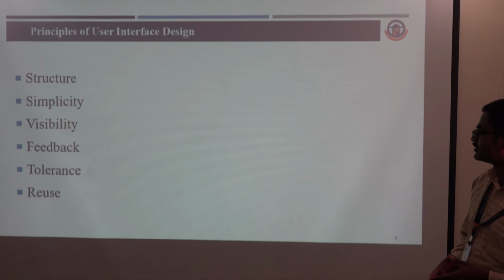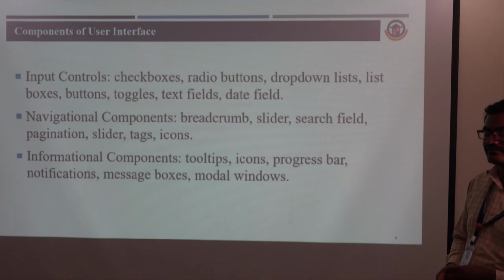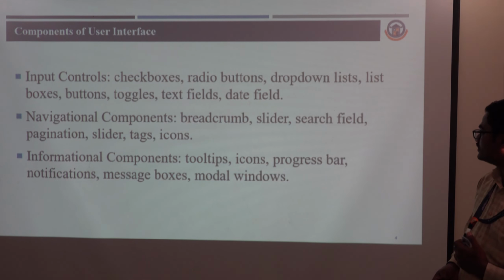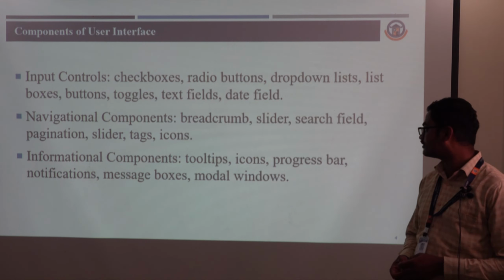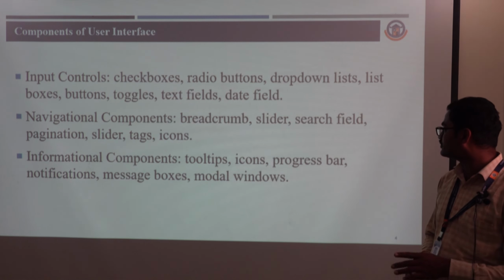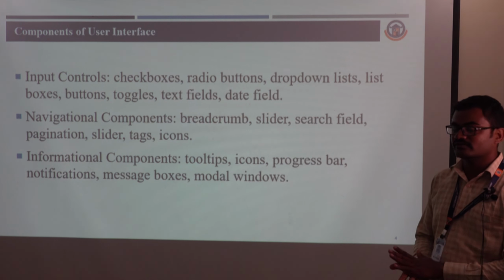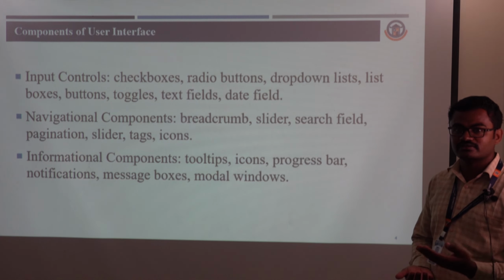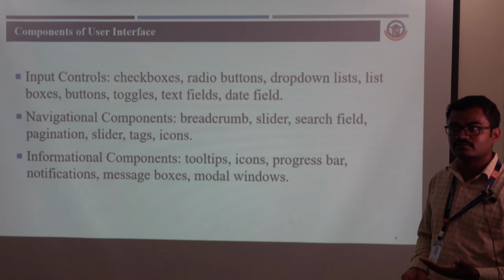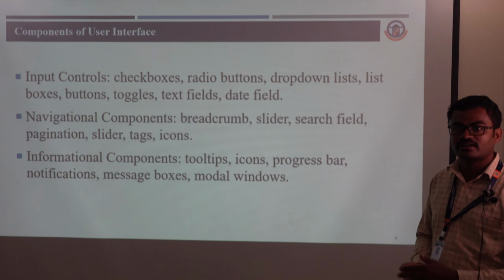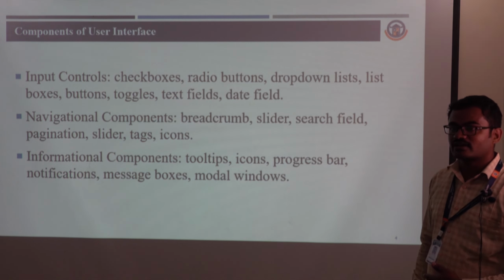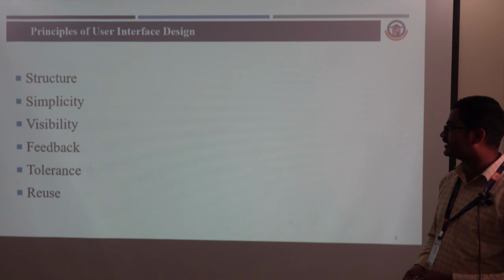Next are the information components. These are the fields we have to include: tooltips, icons, progress bar, notification and message box. The last one is modal windows. For example, if you search a field by an indirect method, we cannot find the correct results, and in this case we show a text message like that.